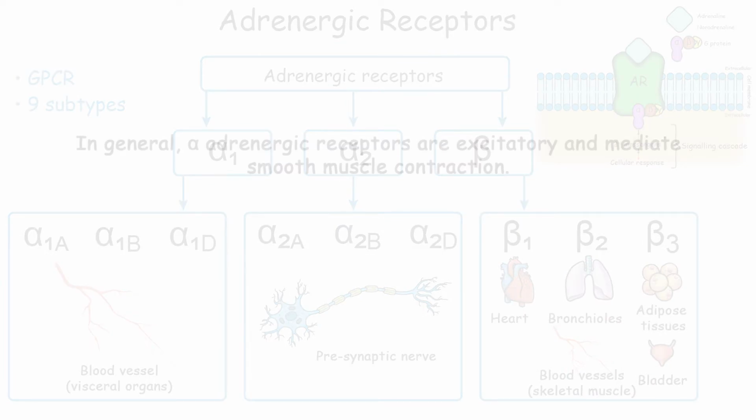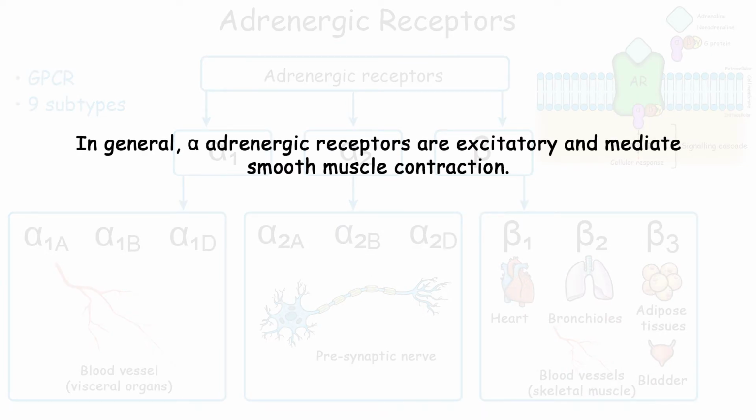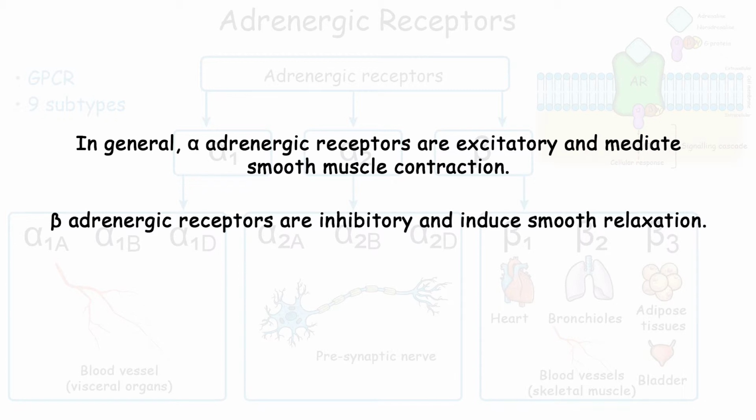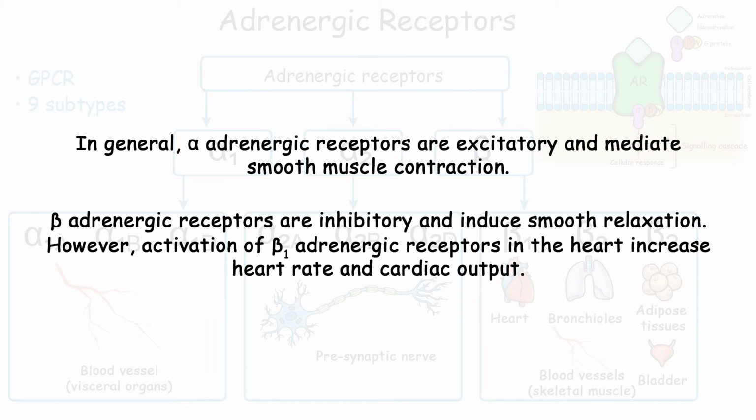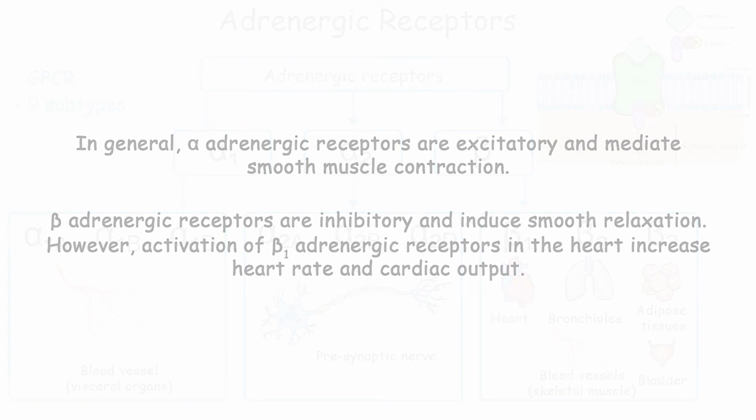Alpha adrenergic receptors are generally associated with excitatory responses and smooth muscle and sphincter contraction, whereas beta adrenergic receptors are inhibitory and induce smooth muscle relaxation. The exception is that beta adrenergic receptors at the heart increase heart rate and cardiac output upon stimulation. The different distribution of receptor subtypes in the body allows for fine control of responses.